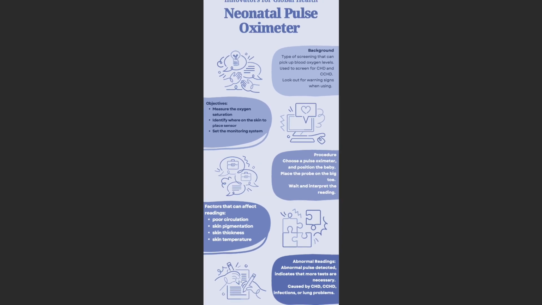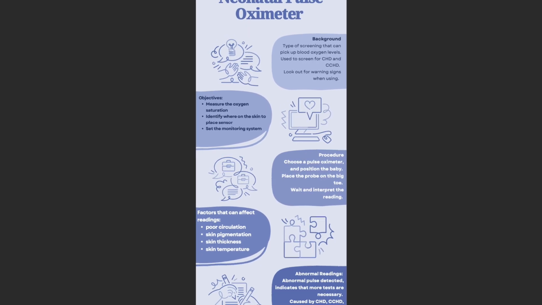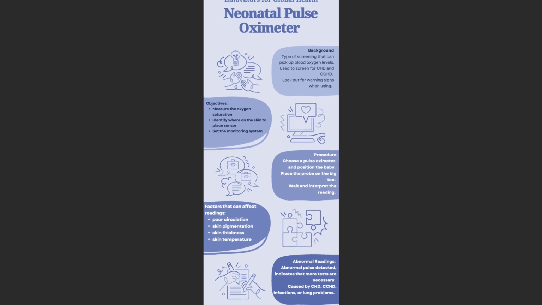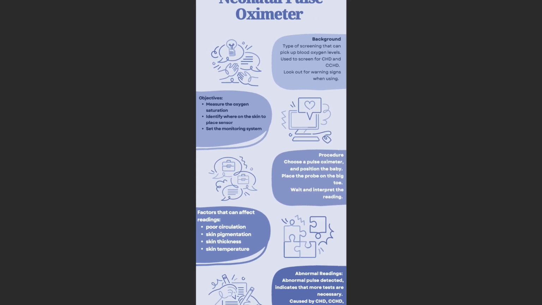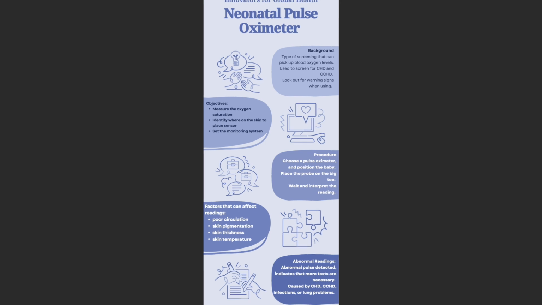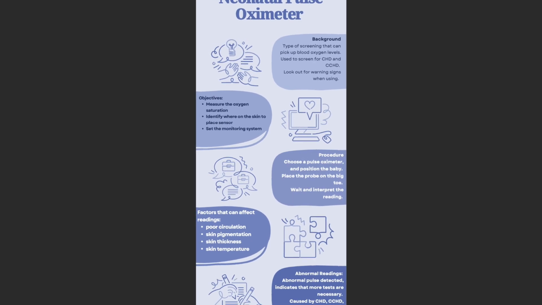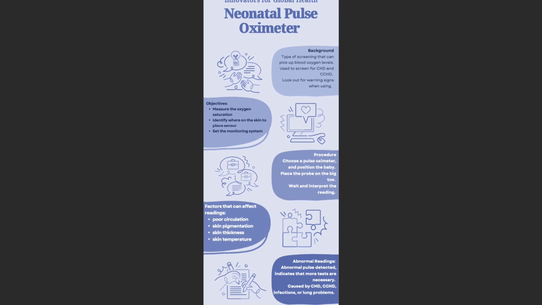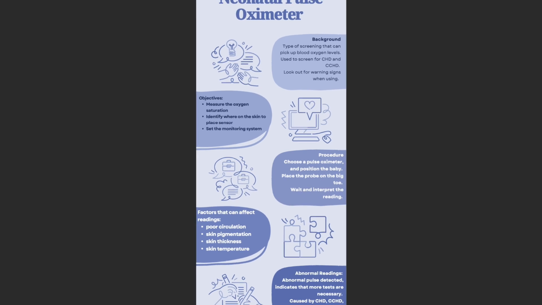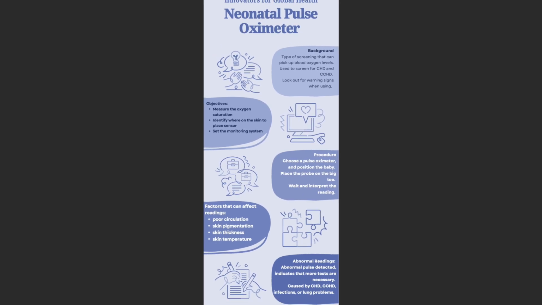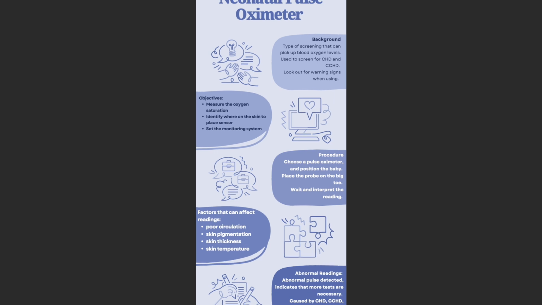Step 7. Remove the probe. Clean the site with alcohol. In cases of abnormal result where the baby has an abnormal pulse, additional screening must be done. This includes, but is not limited to, chest radiology, blood work, or echograms.